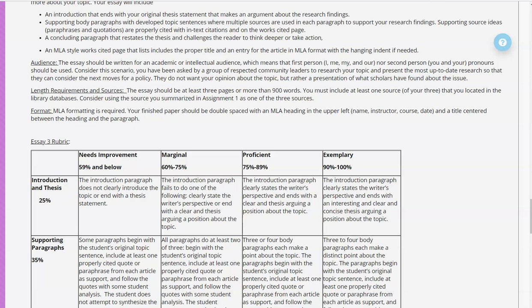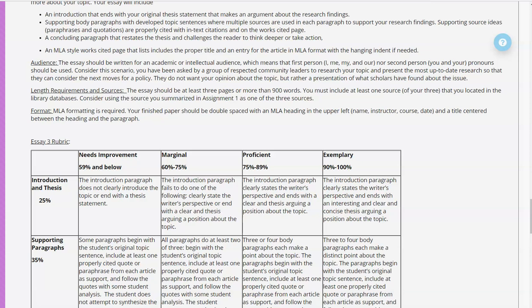We're going to talk about synthesis and using a synthesis matrix in the class in the next couple of sessions. But what we want to do is in the back of our mind start thinking, okay, I need 3 sources on one topic that kind of are talking about the same thing.